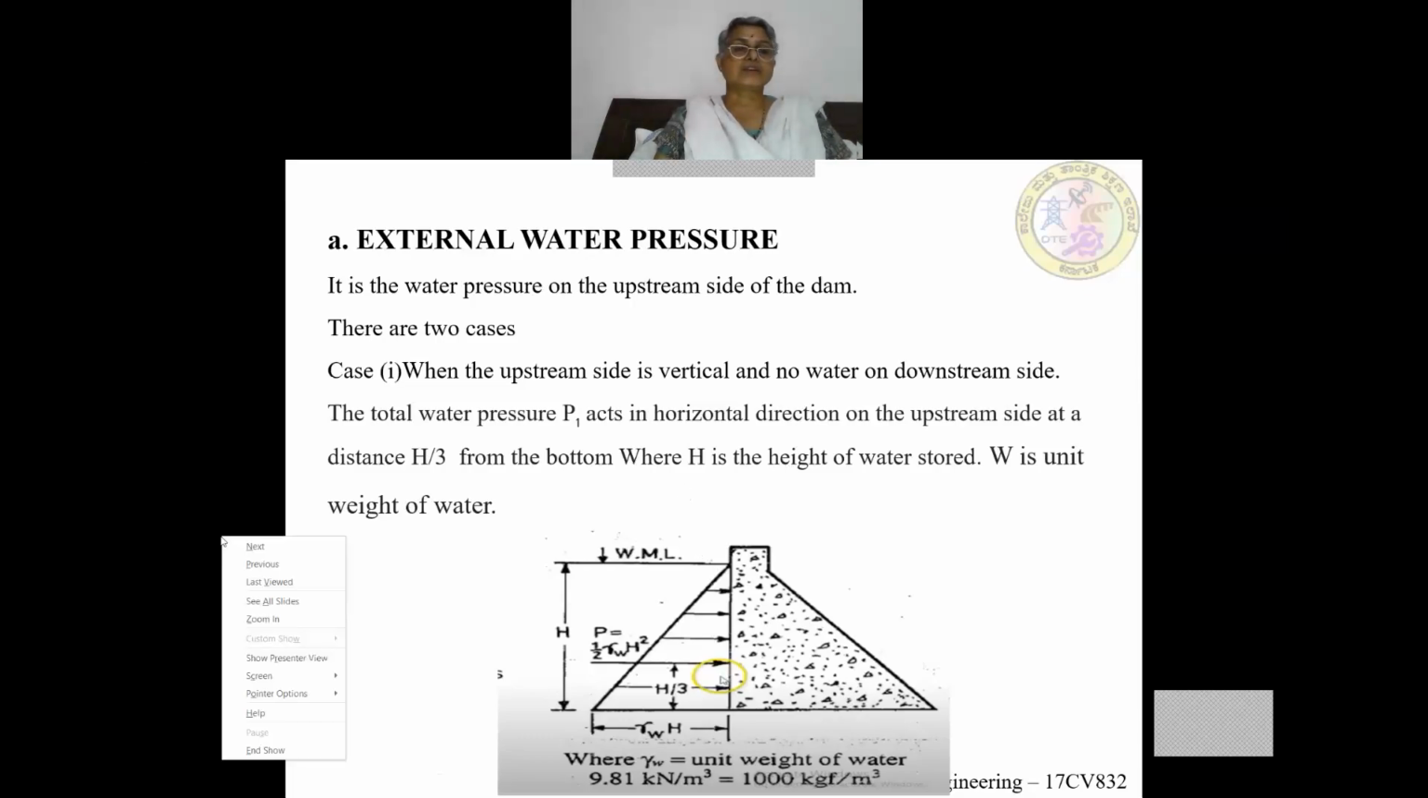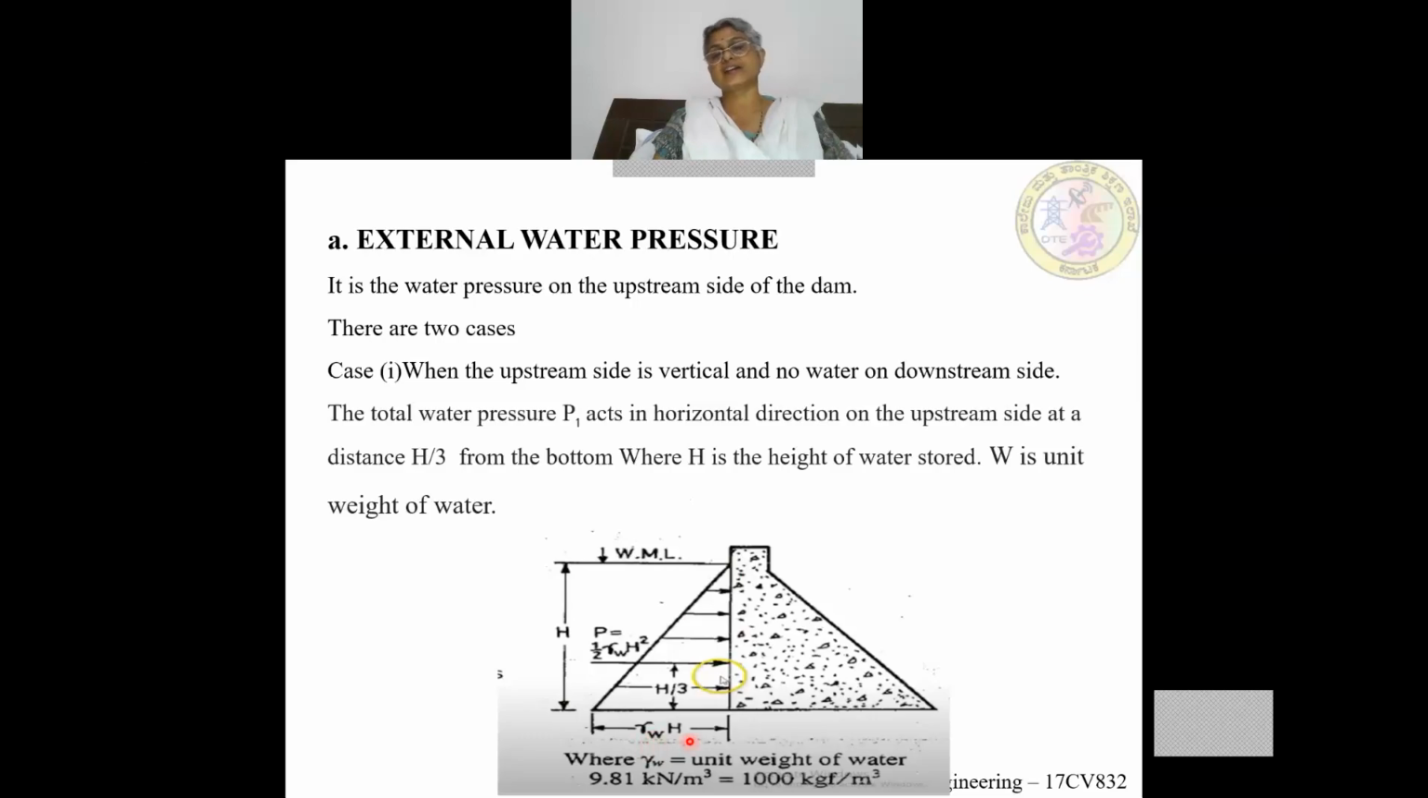So let me take the pointer. This is the upstream face. So water pressure will be created on the upstream face here. The pressure distribution you can see here. The water pressure is 0 at the top, and here it is gamma W into H.